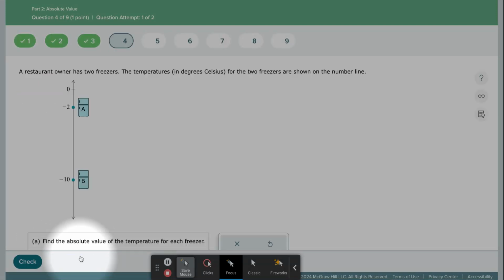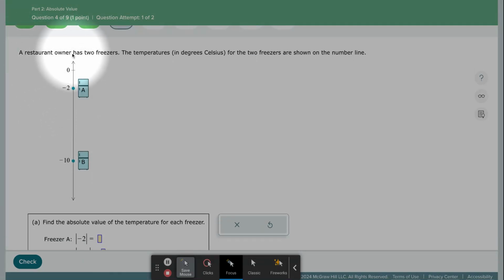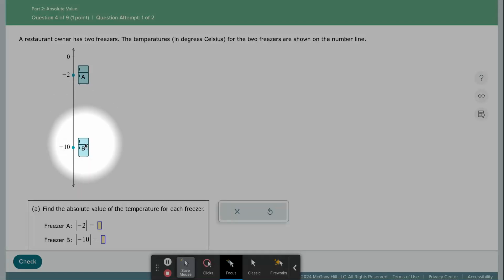Here we go. This one looks really weird. Let's figure this out. A restaurant owner has 2 freezers. The temperatures in degrees Celsius for the 2 freezers are shown on the number line. Okay, so one freezer is at -2. The other freezer is at -10. See, this is where 0 is. So this is kind of like a thermometer, right? And it's showing you where it would be on the thermometer. These little things are refrigerators, with the little freezer attached to it.